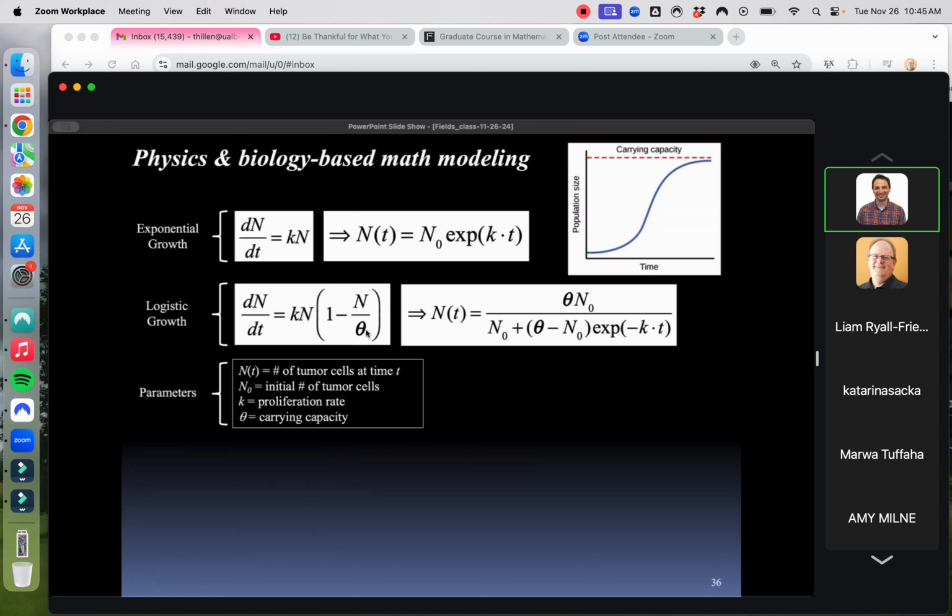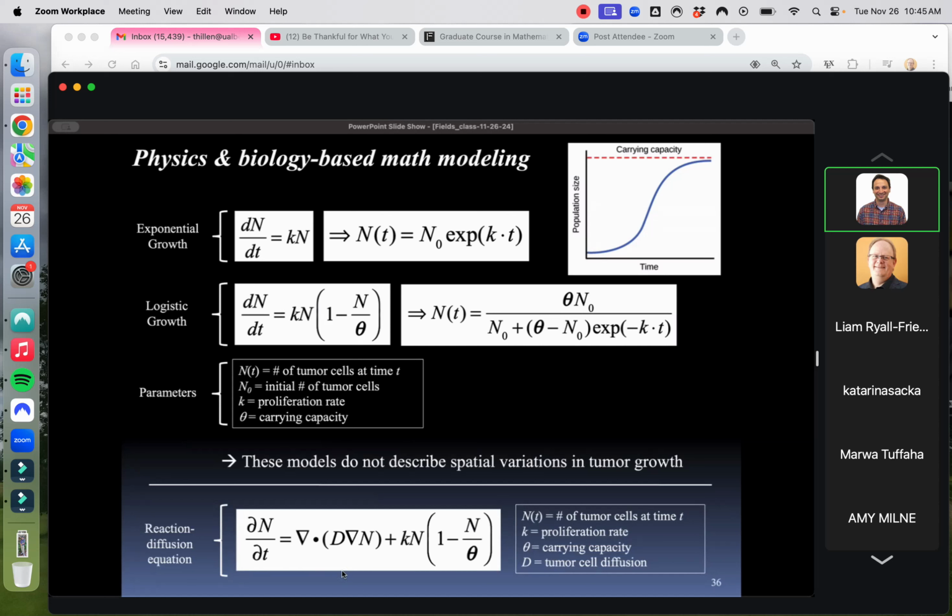All right, so we went from exponential growth to logistic growth, and this is all fine, but it doesn't describe any spatial variations. So now you're in chapter 2 of your textbook, and we have to go to something that can involve a spatial component. And the thing that everybody does, and it's kind of the most natural, is now to incorporate something that's going to allow expansion of the tumor. And so that's a diffusion term right here, right?